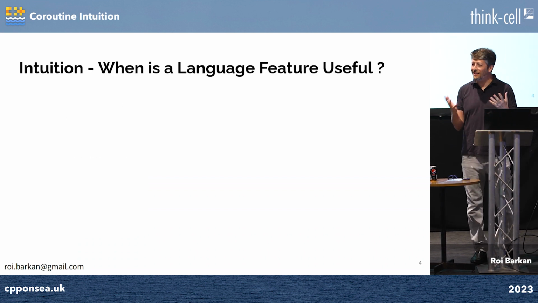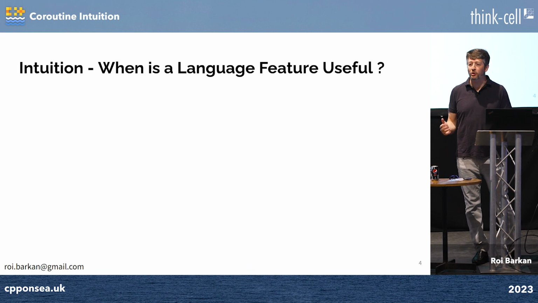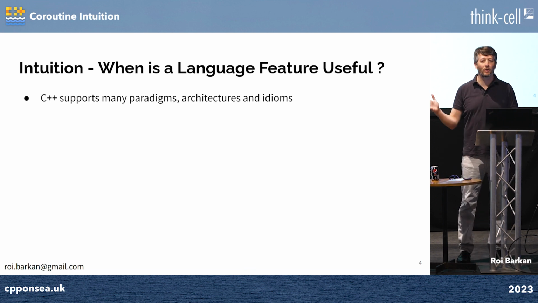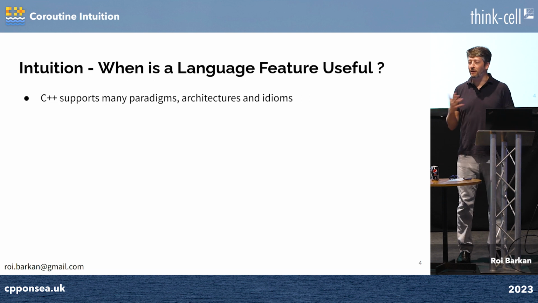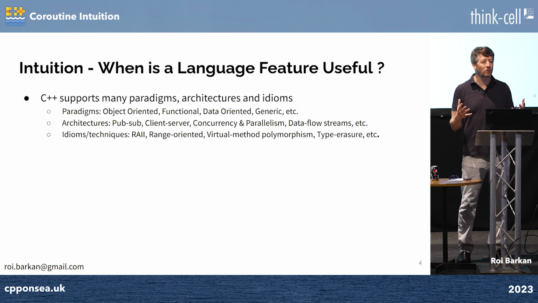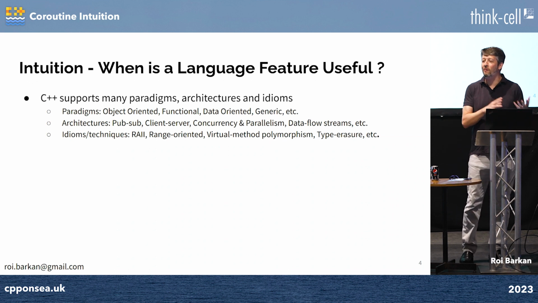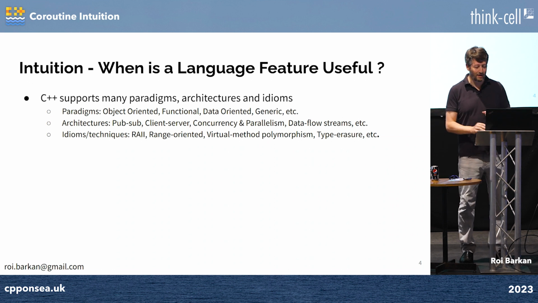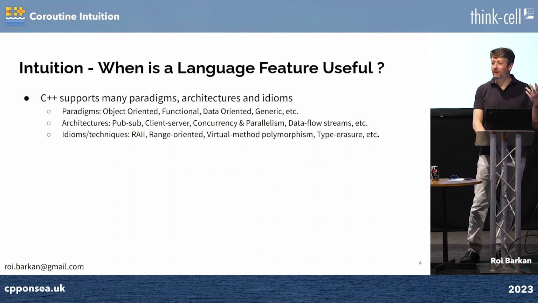So first of all, let's talk about language features and what can we do with them and when we want to use them when they are added to a language. So C++, as you know, is a multi-paradigm language. It supports a lot of different systems, a lot of different architectures. There are many idioms, and it's not that every idiom and every paradigm fits with all the features as well as with anything else. And we need to keep that in mind as we're thinking about how we write our software, how we write our systems.